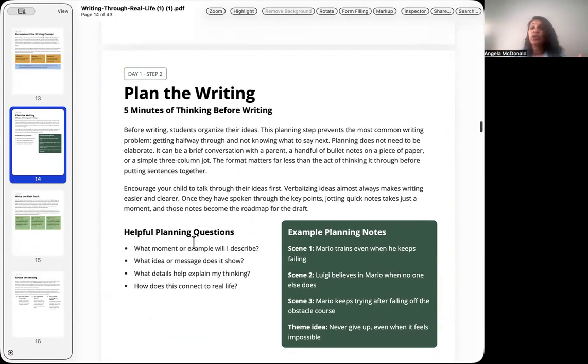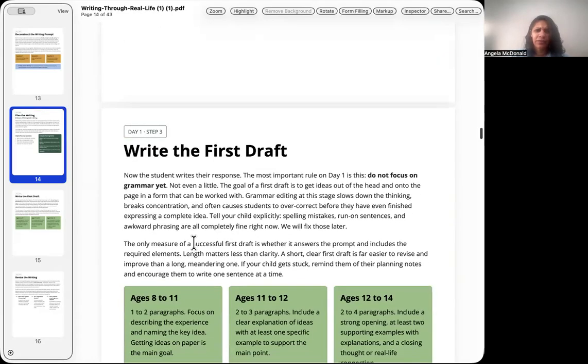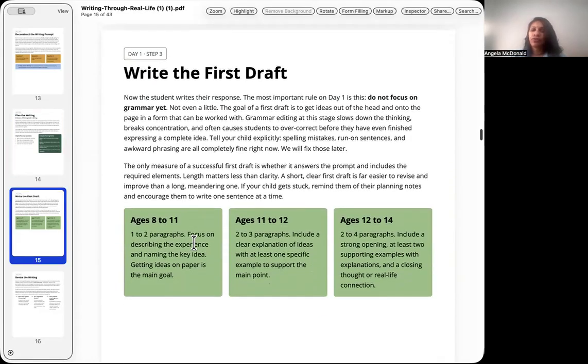And then on those days when you plan, if you don't know what that looks like, or what questions you need to ask as you're going through it, I have the plan of writing: five minutes of thinking before you're writing, so you can just guide them through that process. And I have an example every step of the way. And then they write, and then there's their first draft.